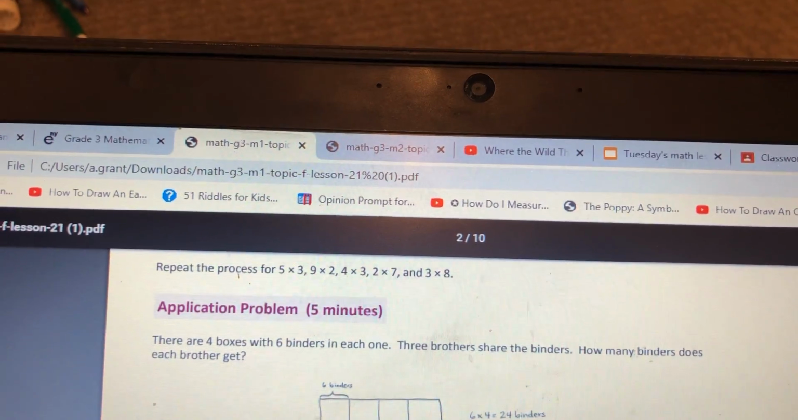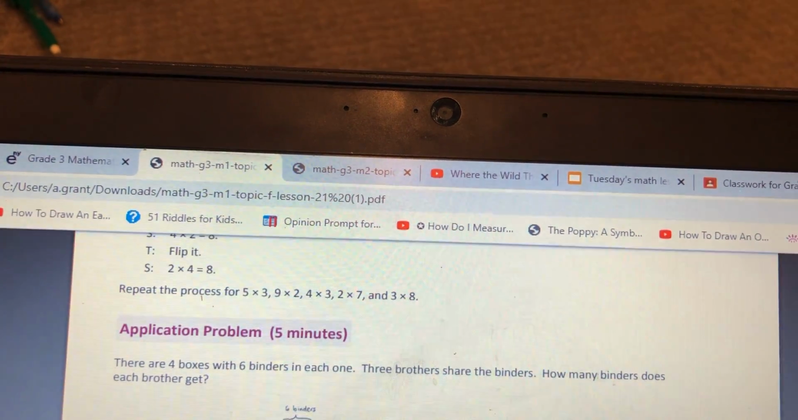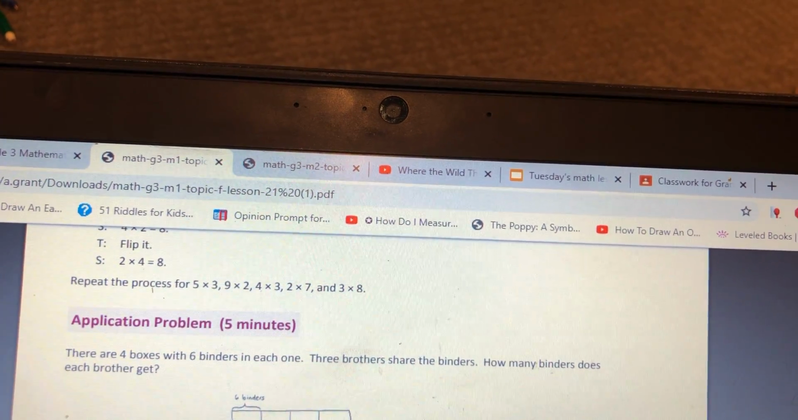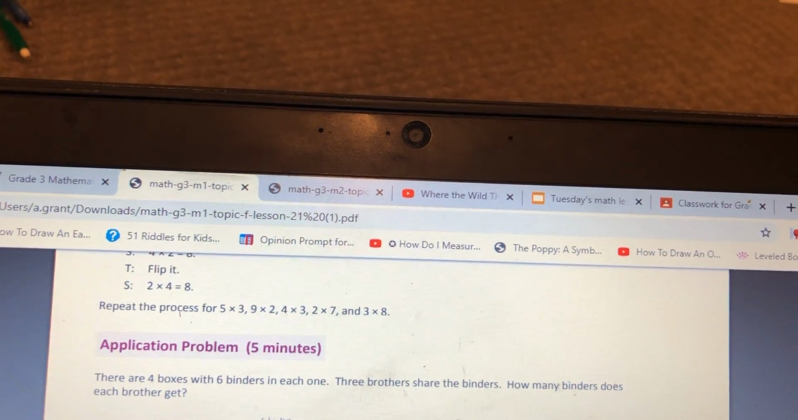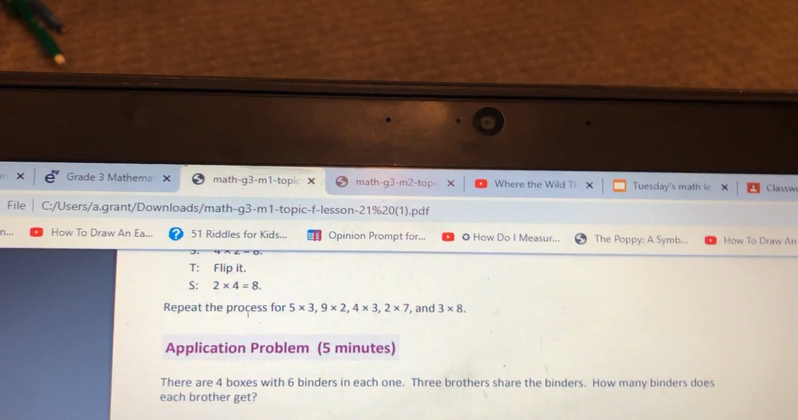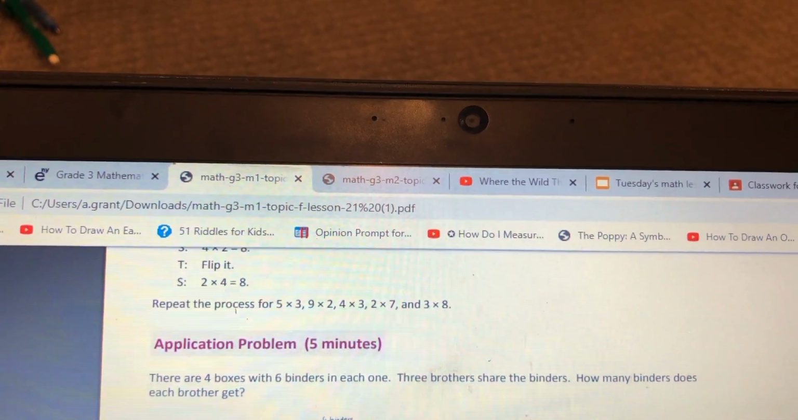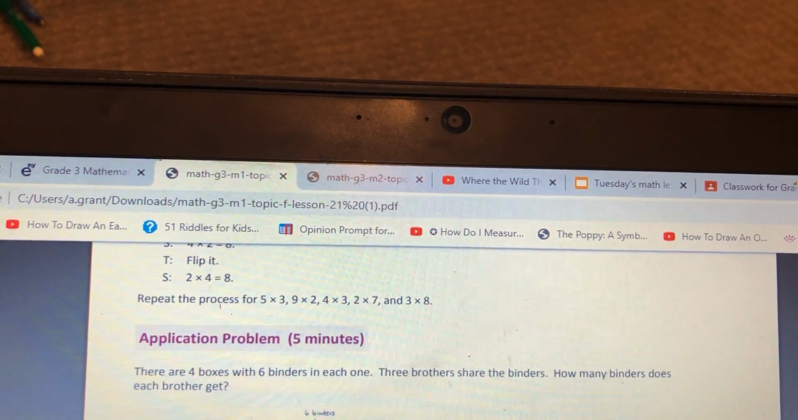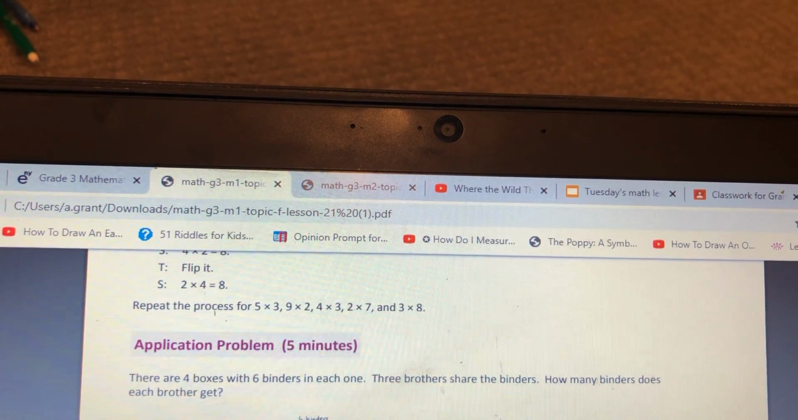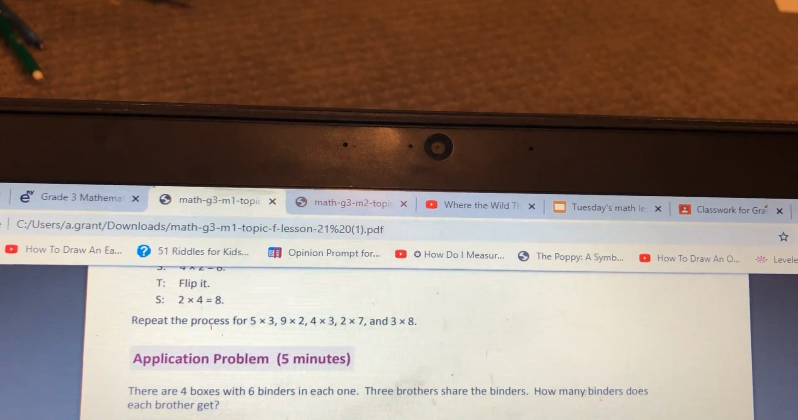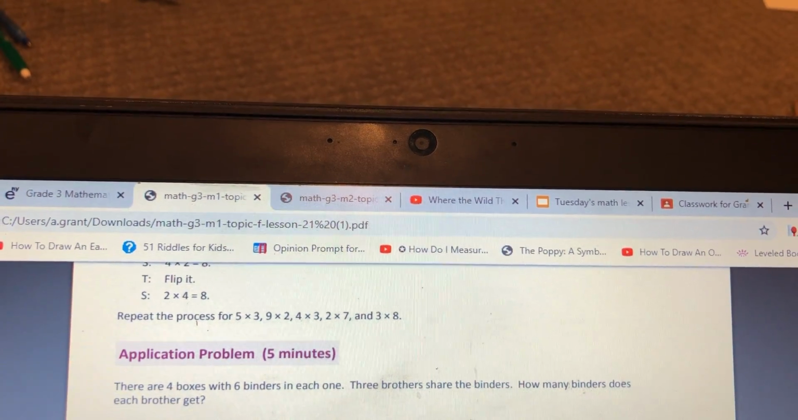this question. So it says there are 4 boxes with 6 binders in each one. 3 brothers share the binders. How many binders does each brother get? Okay, well, first off, we need to figure out what the first step is. So let's look at the first part of the problem. There are 4 boxes with 6 binders in each one. Okay, when it says with or of, so I have 4 boxes of 6 binders, that means I'm going to multiply. So I need to find the total number of binders first.